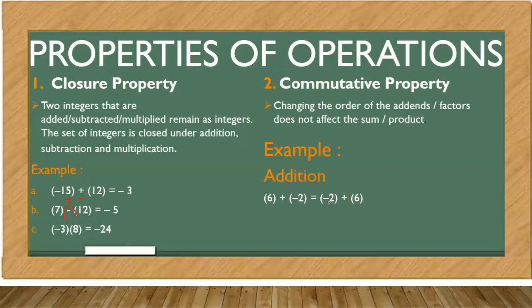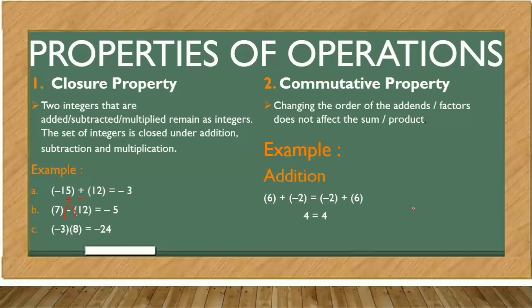Sinong mas malaki sa kanila, si 2 or si 6? Si 6 pa din. So kunin natin yung sign ni 6, which is positive. So anong sagot? Positive 4 pa din. So it means, kahit pagbaliktarin natin yung dalawang yan, hindi mababago yung ating sagot, yung ating sum. Alright, pinagbaliktad natin si 6 saka si negative 2. Ngayon, naging negative 2 saka 6. Parehas pa din ang sagot na 4. So that is commutative property. Kahit pagbaliktarin natin sila, hindi makakaapekto yun sa sagot.